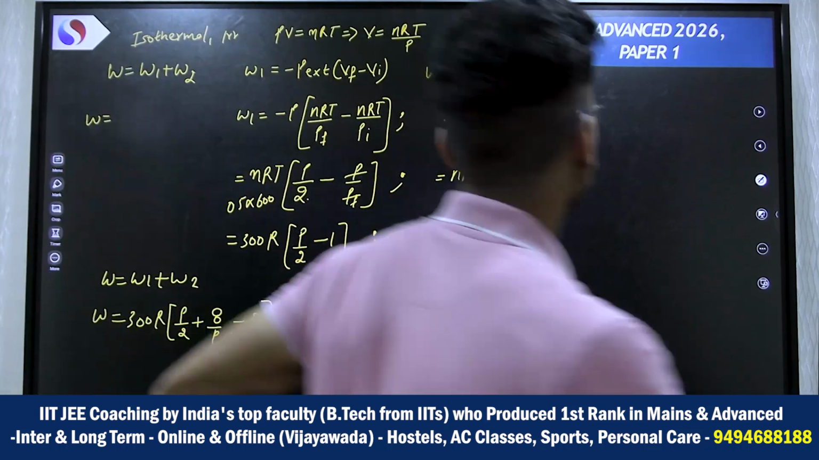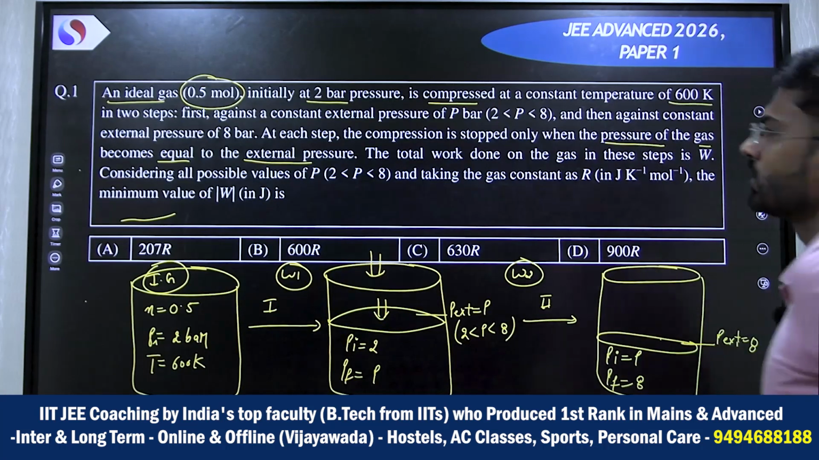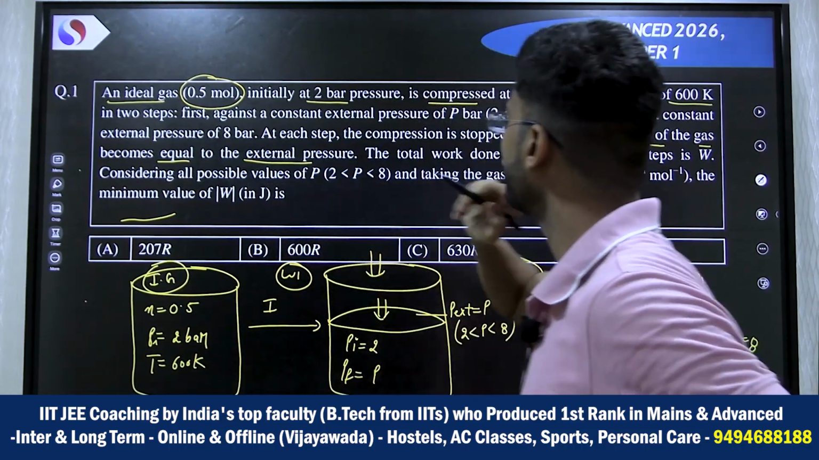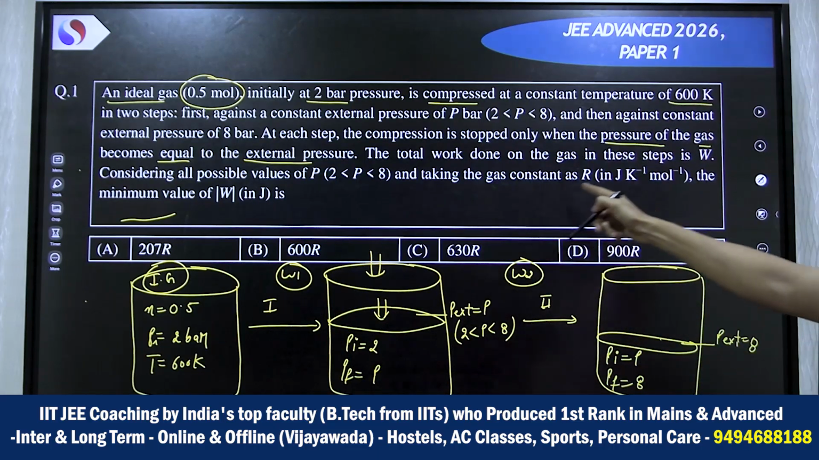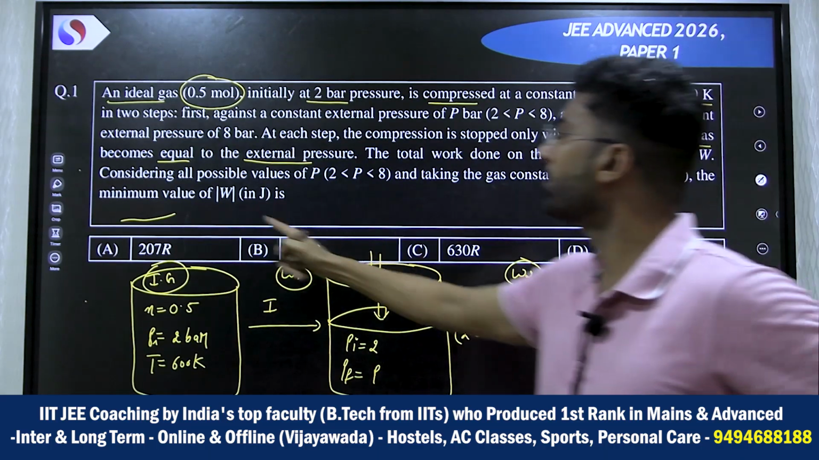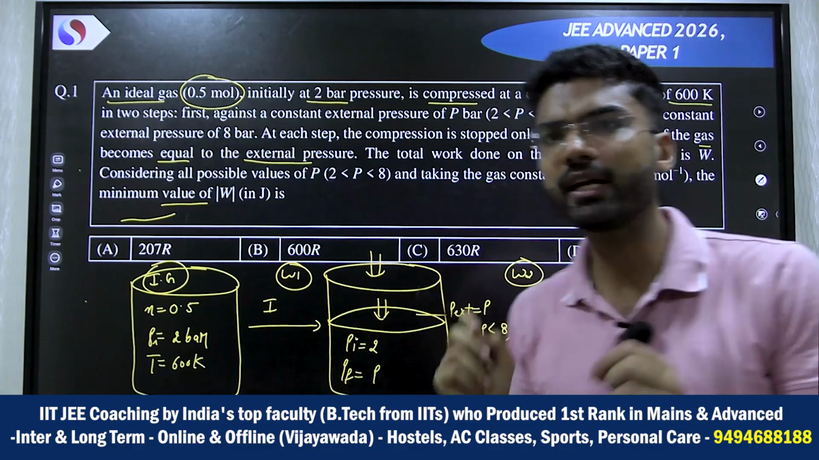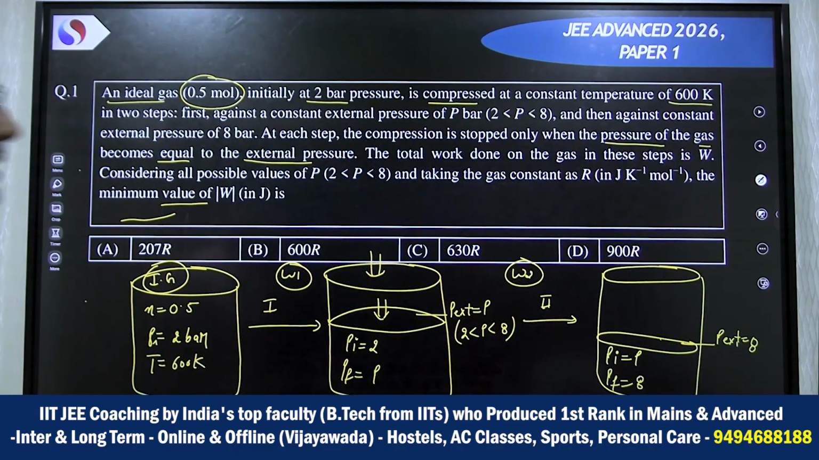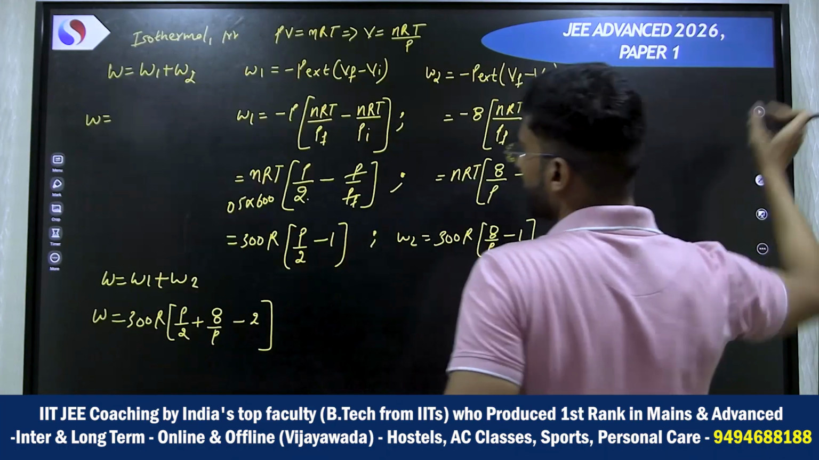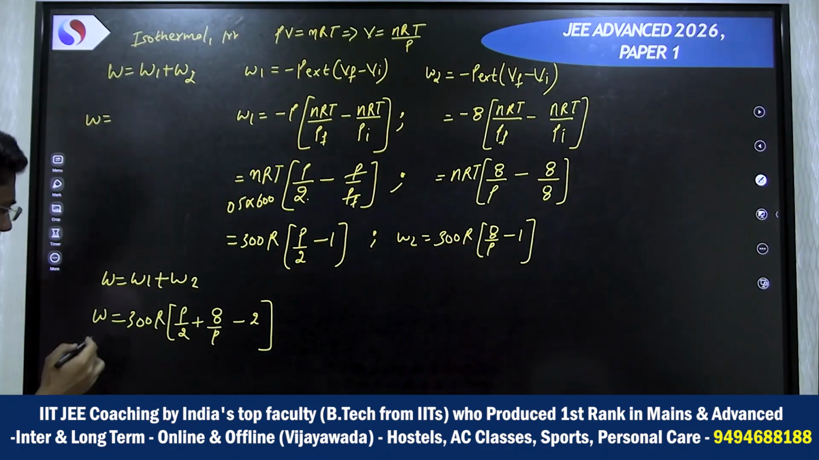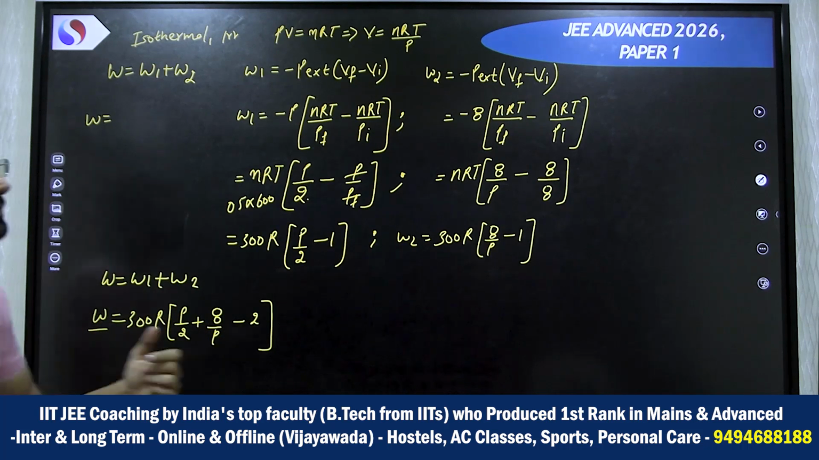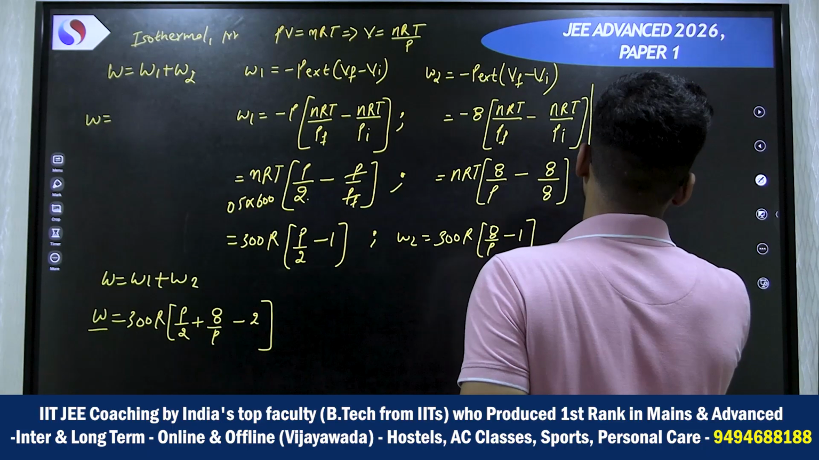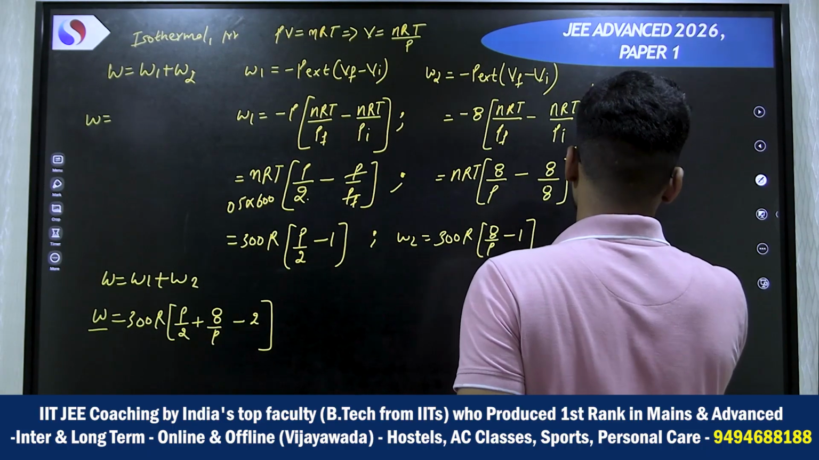Let me read the statement further. They are asking us to consider all possible values of P and take the gas constant R, the minimum value of W. So here a simple mathematical concept is used: how can you calculate the minimum value? You know that if W is a function of pressure, I can say dW by dP will be equal to what?